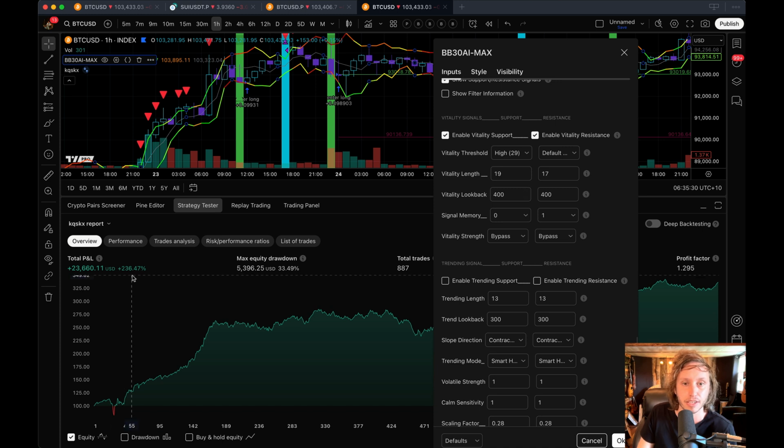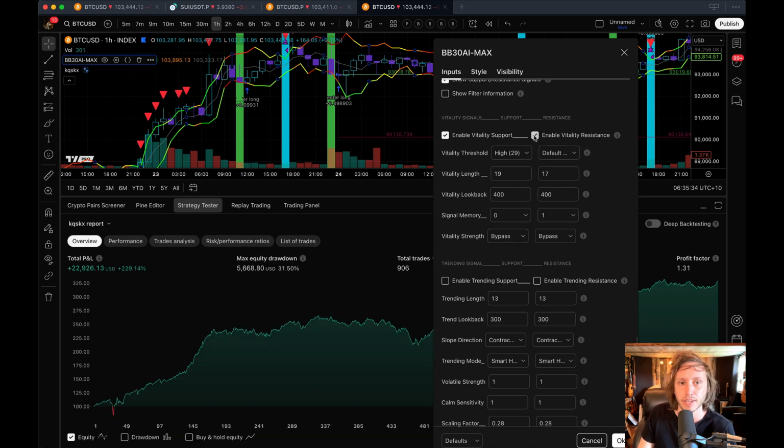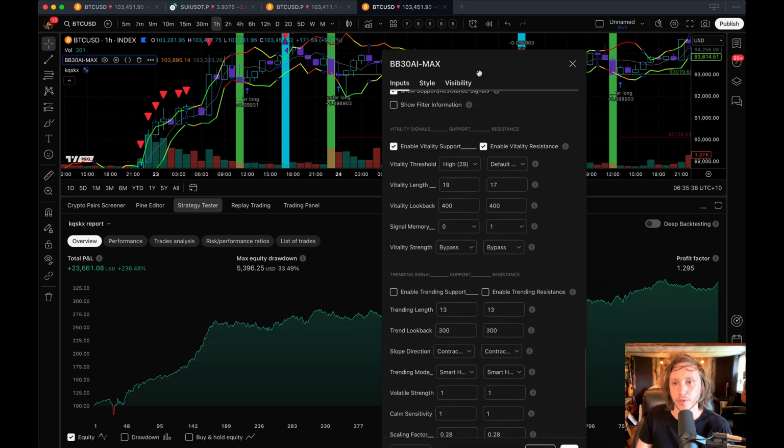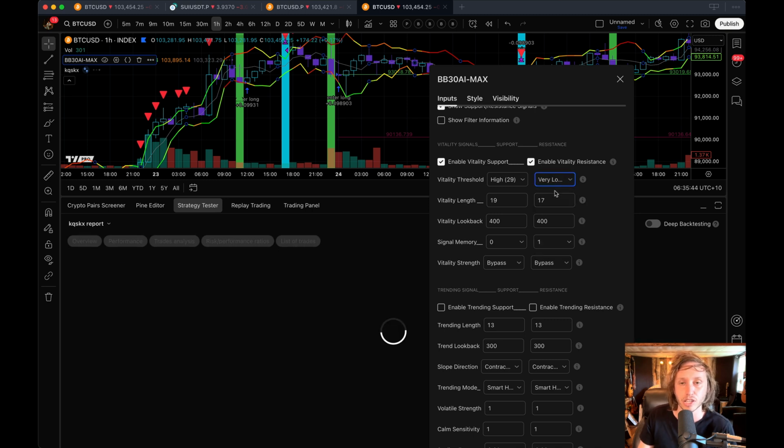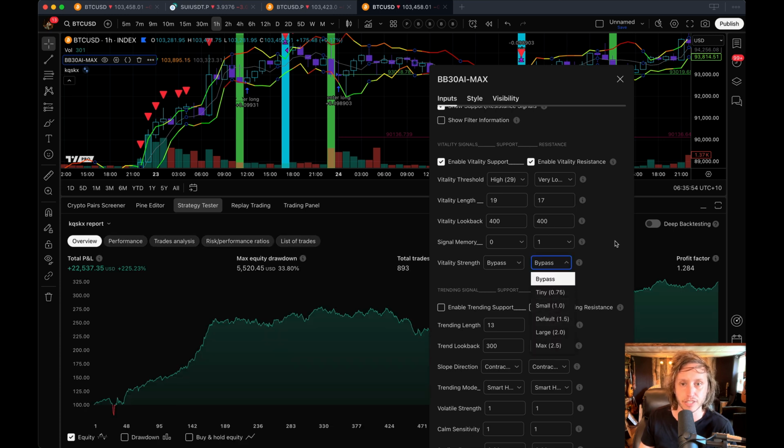Actually, it did make the results a little bit better there. I think it did. Let me make sure. 236. Yeah, it made the results a little bit better. Obviously, fewer trades because you're exiting trades less often. You could probably optimize this. Maybe you put it on low so it has more trades. The lower you go, the more exits it'll have. The higher you go, the fewer exits it'll have. And then obviously you can still use all of this stuff there.